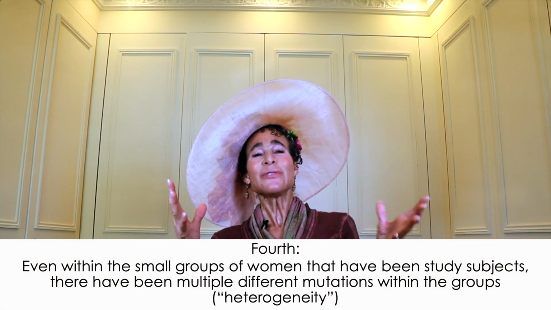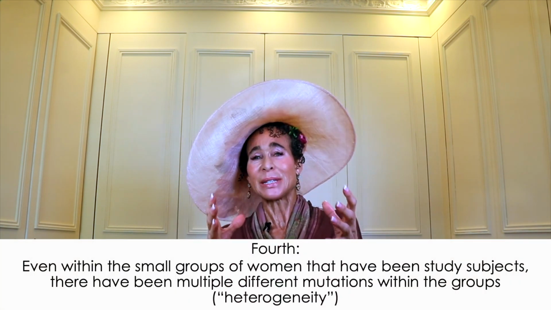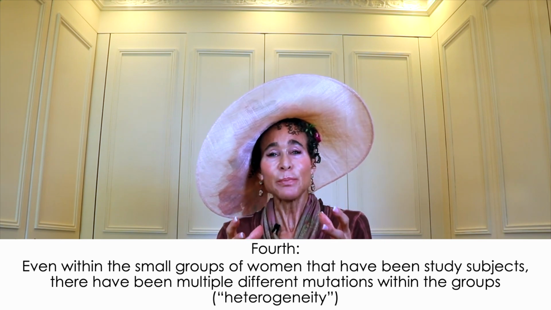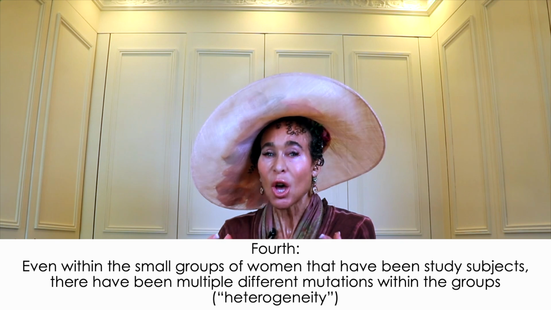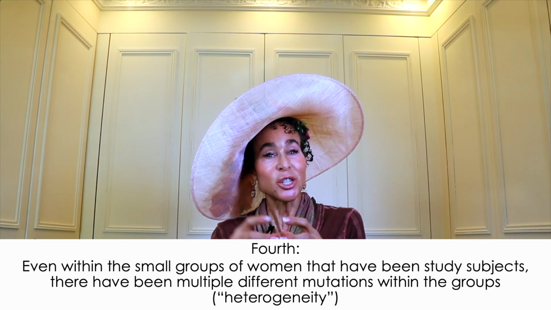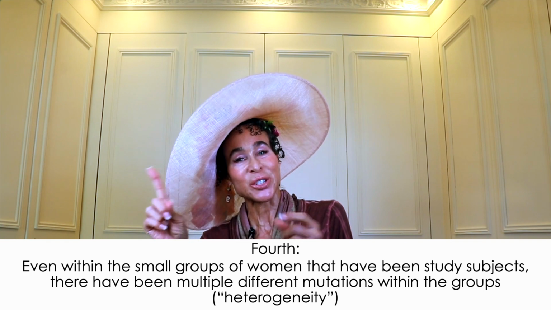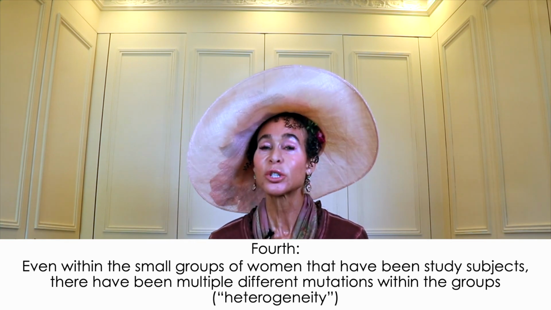Fourth, even within the small groups of women that have been study subjects, there have been multiple different mutations within the groups rather than just the one mutation under study. We call this heterogeneity. I talked about heterogeneity in the video 366 on risk. You learned that you have to study only one thing at a time. If you want to study peaches, you have to make sure you do not include any prunes.